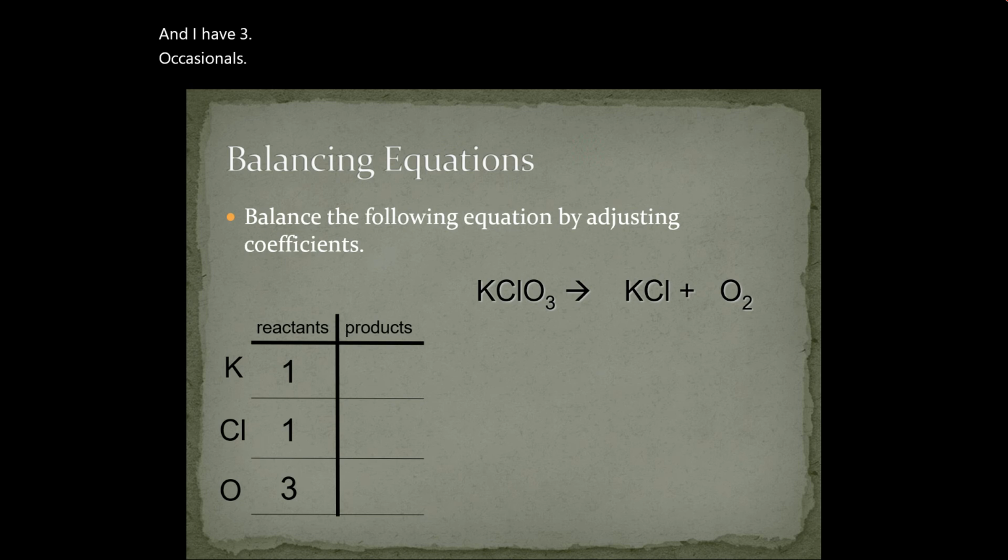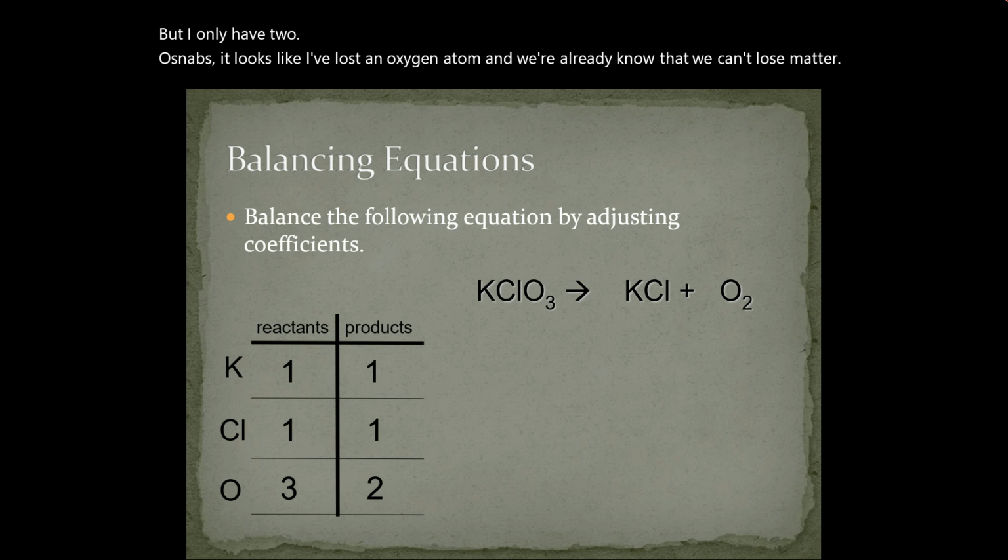On the product side, I have 1 potassium. Yay, that's the same as I have on the reaction side. I have 1 chlorine. Yay, the same as I have on the reaction side. But I only have 2 oxygen atoms. So it looks like I've lost an oxygen atom. And we already know that we can't lose matter. So how do we fix this?